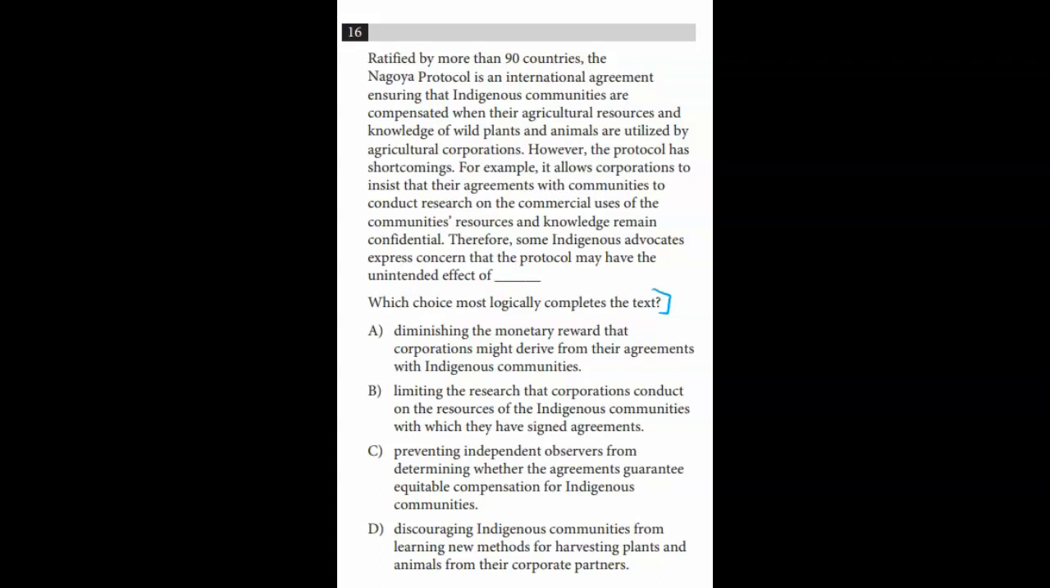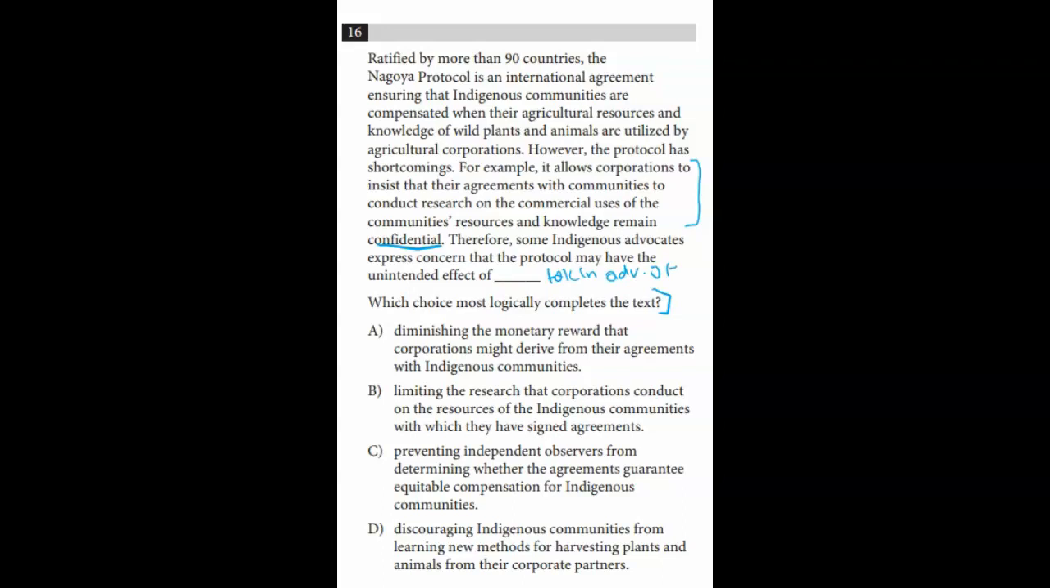So it's going to be relating back to, for example, and then it's going to talk about insisting that their agreements are confidential. So some indigenous advocates express concern that the protocol may have an unintended effect. Maybe they're not going to get fair compensation. Maybe that's referring to, or maybe they're going to get taken advantage of. Taken advantage of, because I don't want to be too specific here.